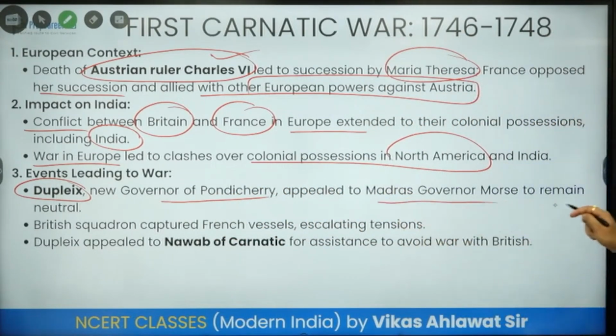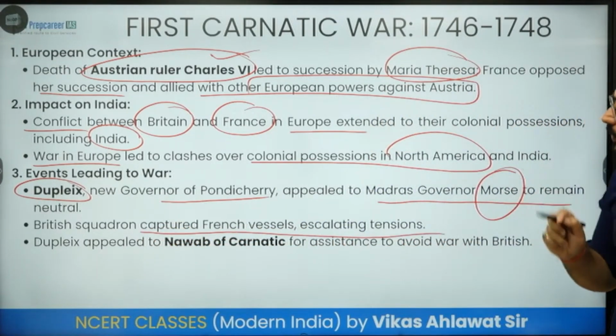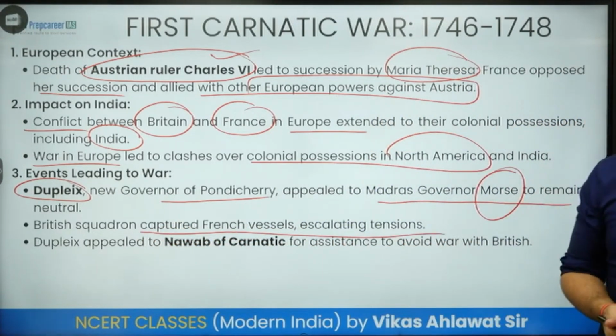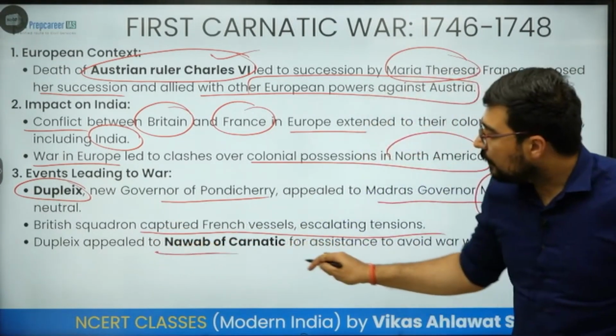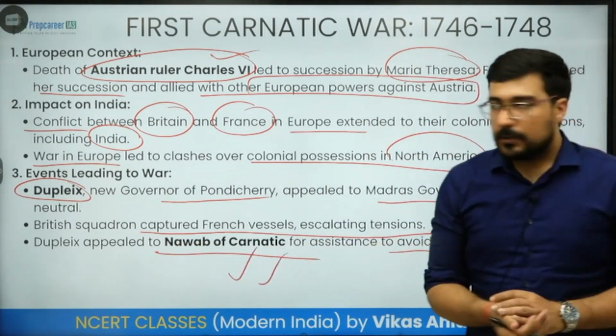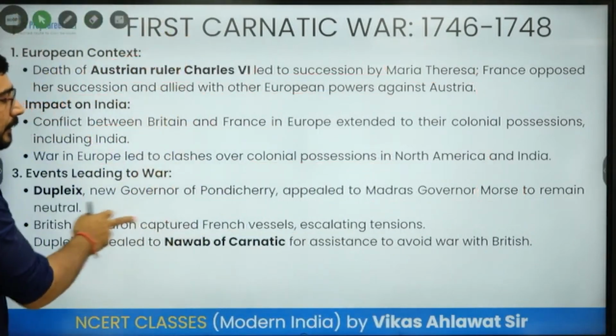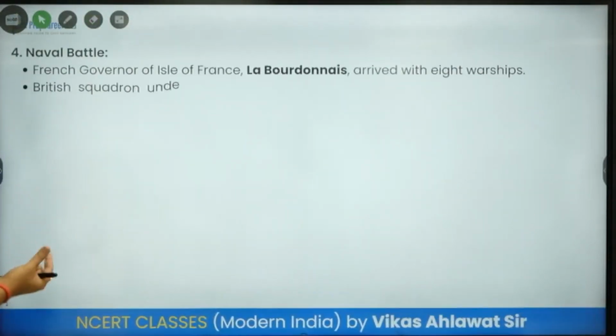He appealed to Madras governor Morse to remain neutral. The British squadron captured the French vessels, escalating the tensions, and Dupleix appealed to the Nawab of Carnatic for assistance to avoid war with the British. So this is something which was continuing in this first Carnatic War. These were the initial skirmishes, छोटी-छोटी fights हैं जो हो रही थी.